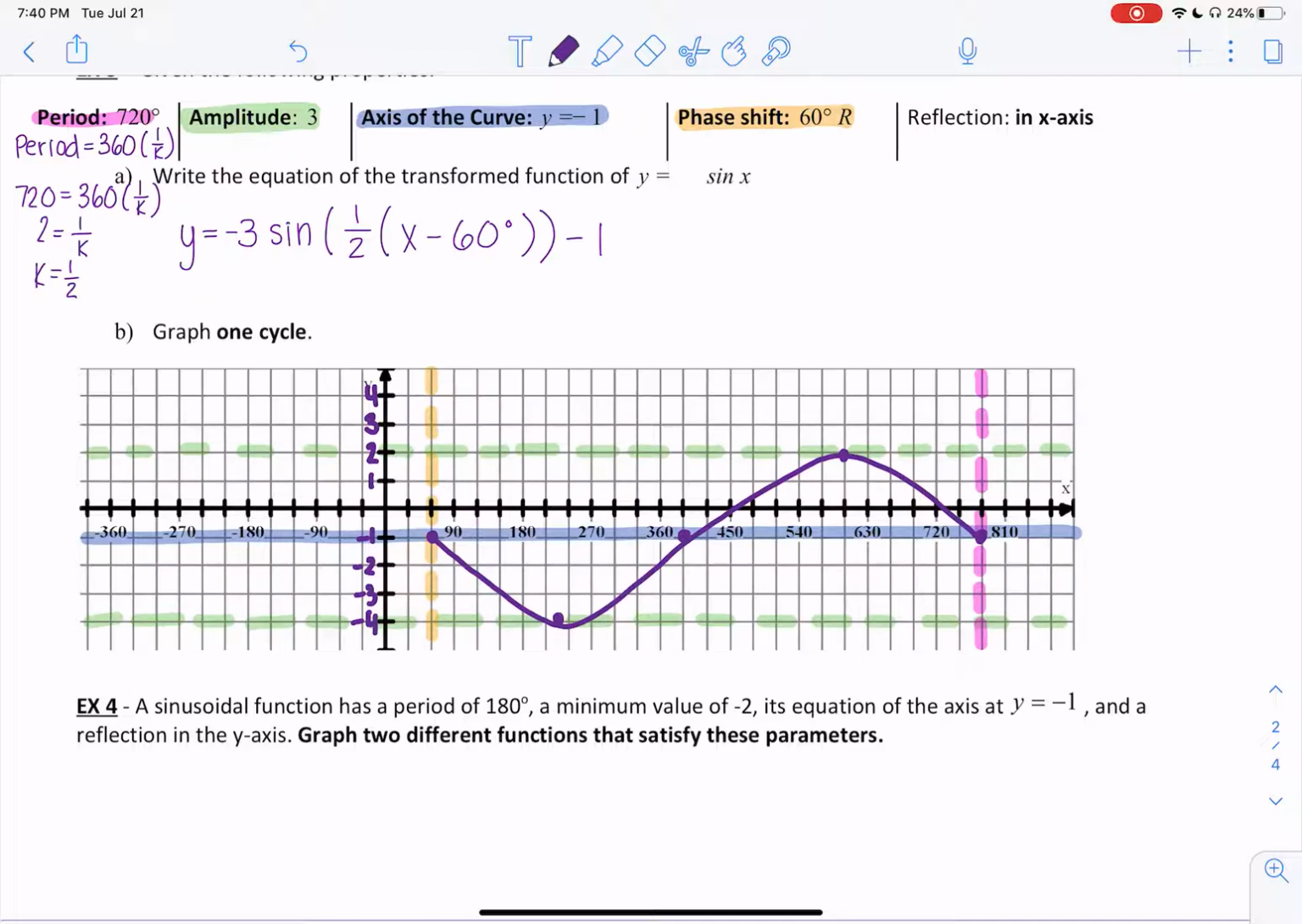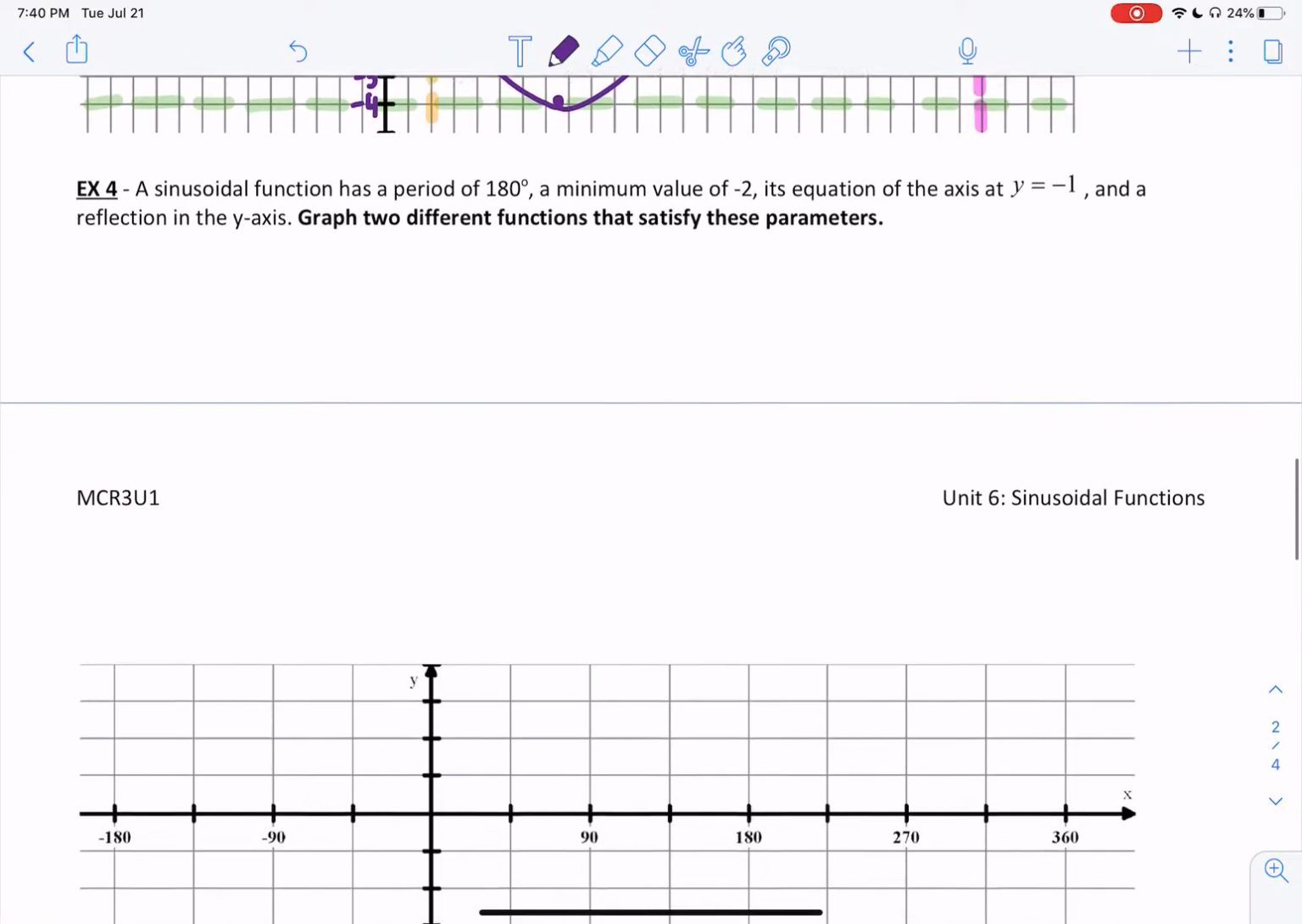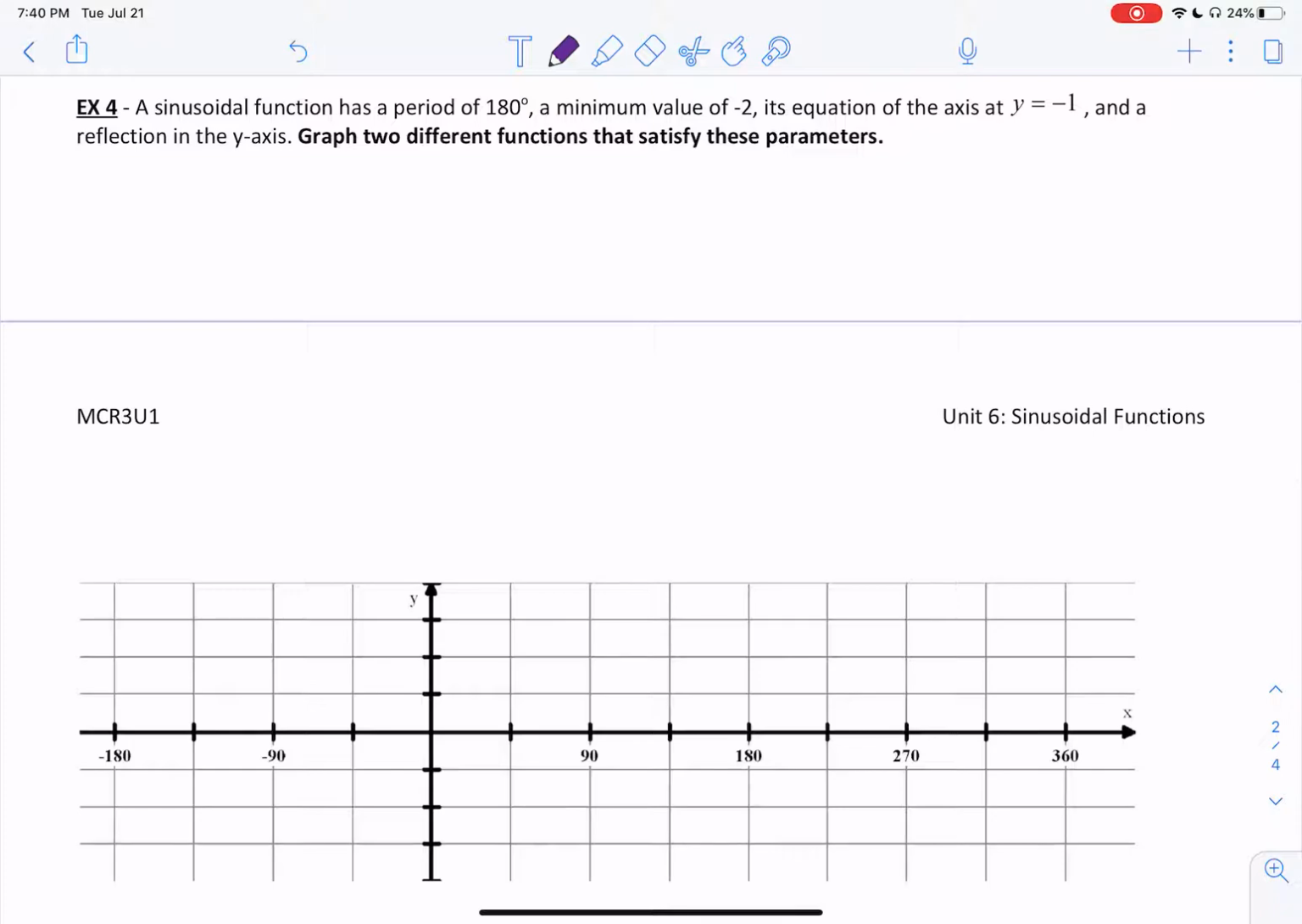Okay, let's do one more example. So a sinusoidal function has a period of 180 degrees, a minimum value of -2, and its equation of the axis at y equals -1, and a reflection in the y-axis. We're going to graph two different functions that satisfy these parameters.